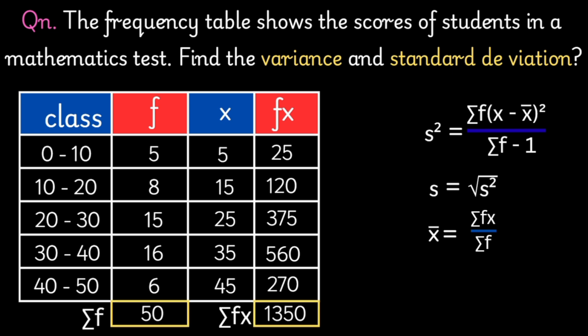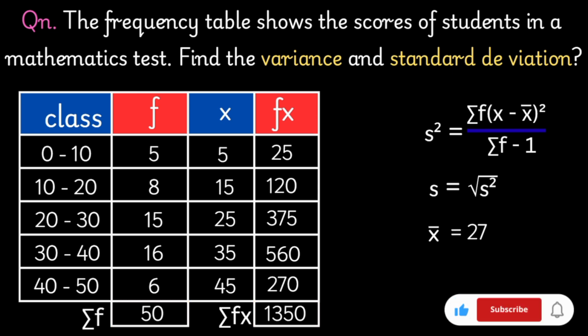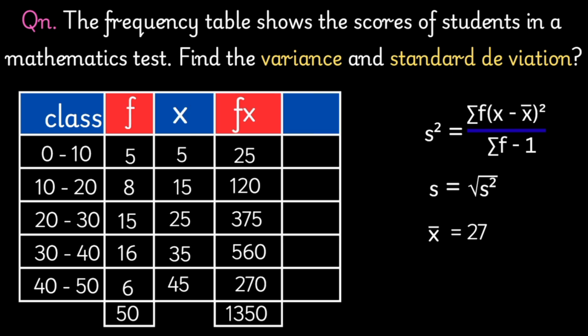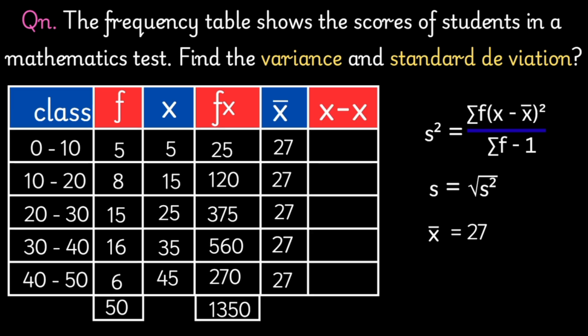Now having the summation of fx and the summation of f, we can replace these values in this formula so that we can get x bar. So this shall be 1350 divided by 50, and that gives us x bar as 27. So our mean is 27. We shall add another column for x bar, and we feed in 27 for the whole column. Then next we can get x minus x bar.